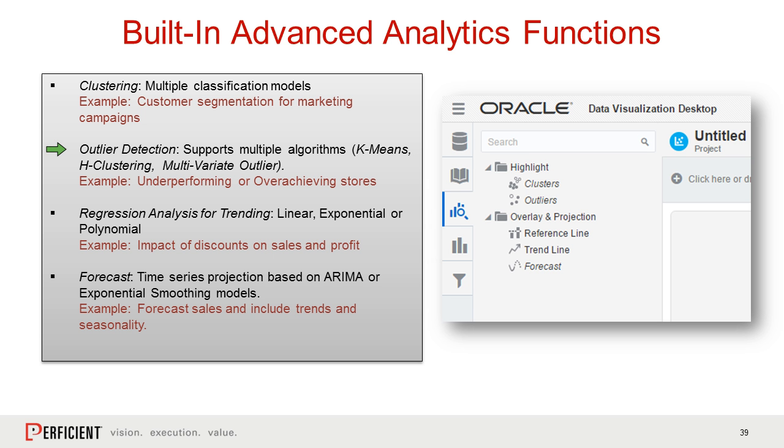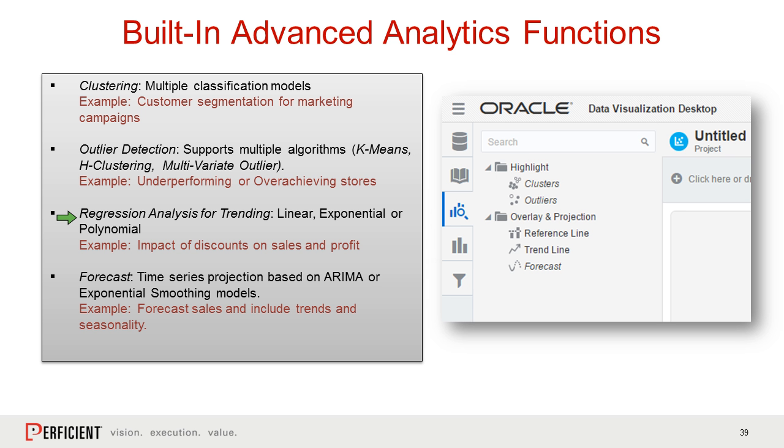If you're a retailer, you want to see who are your best performing stores or underachieving stores, you can use the algorithm for outlier detection. There's multiple variations of it, like the k-means clustering. So if you're into statistics, you would be interested to try the different models and see how they compare.